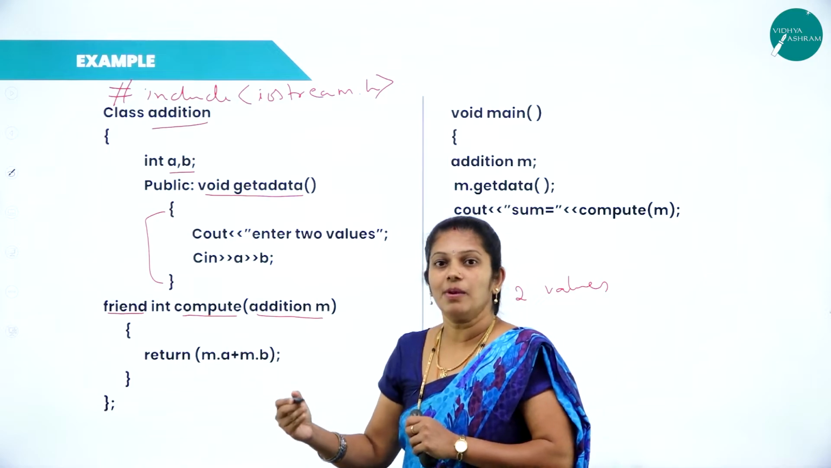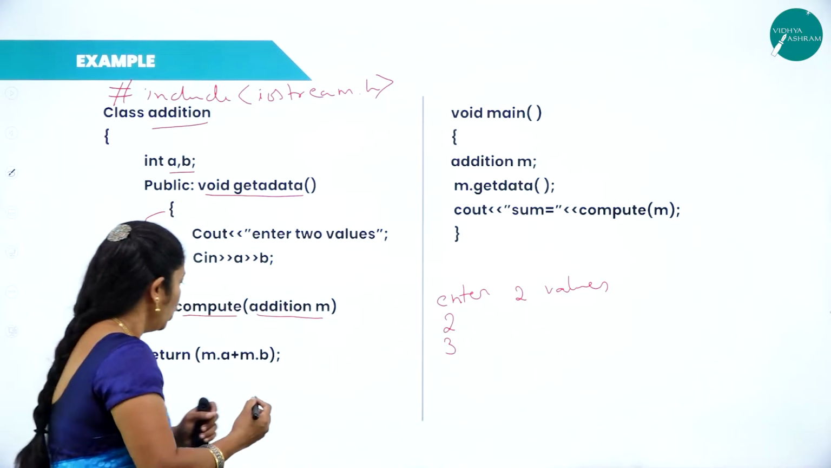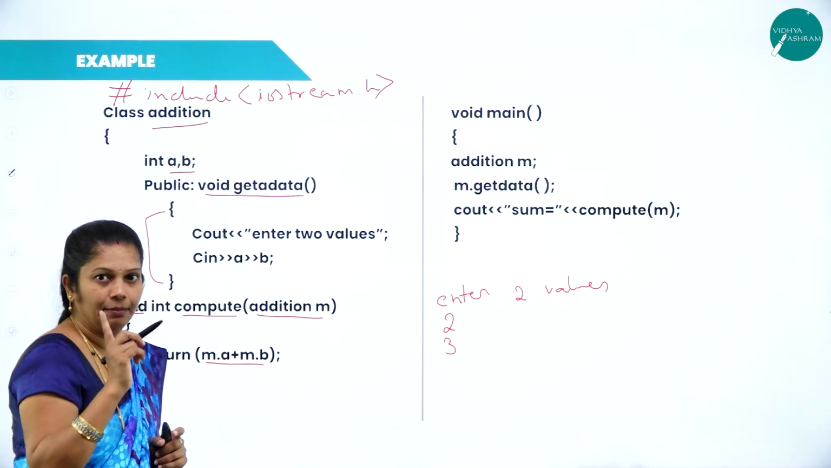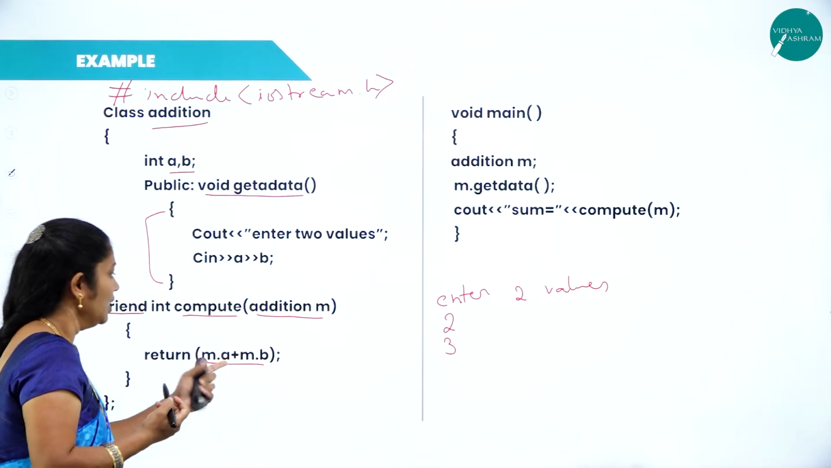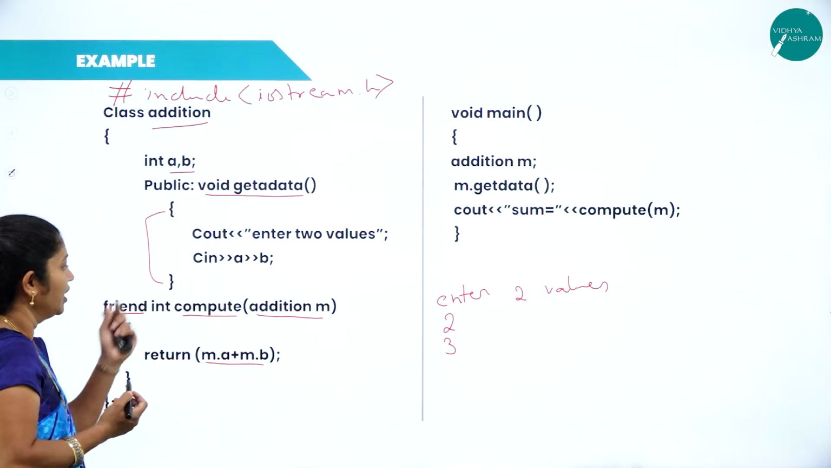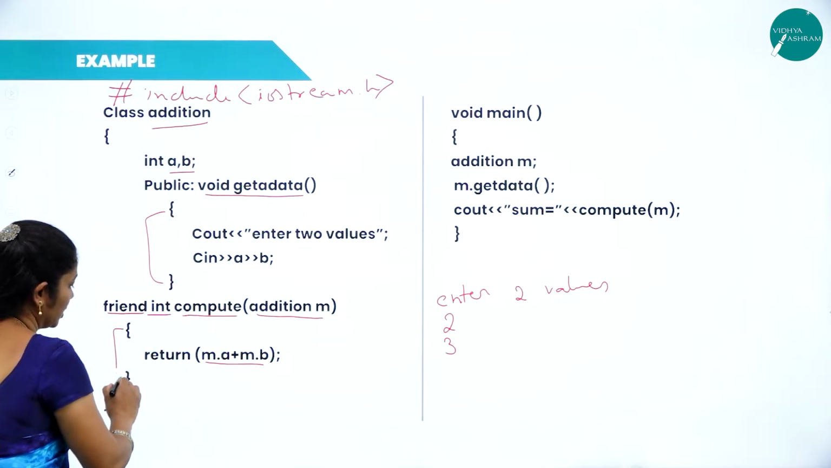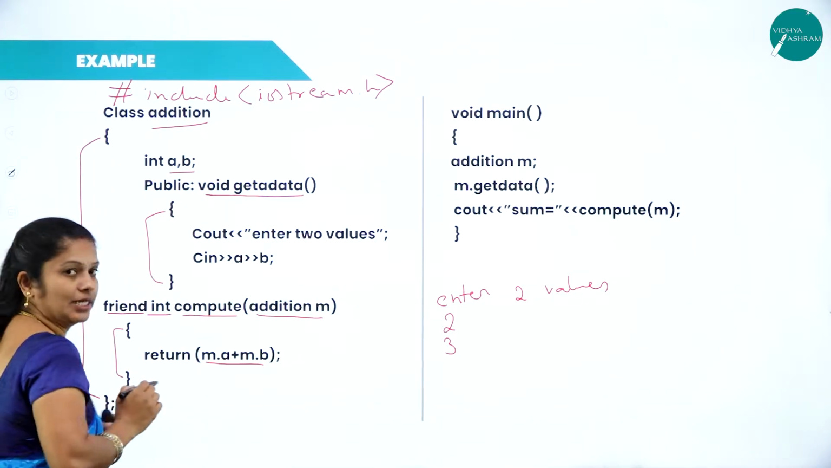Whereas generally, how would we write it? We would write a plus b to perform addition, isn't it? But here we have to write m.a; with the help of the object only I am able to access the values. Then the return value I get is a plus b, and the result has to be generated in integer format. Then we close this function, and later on we close the class.